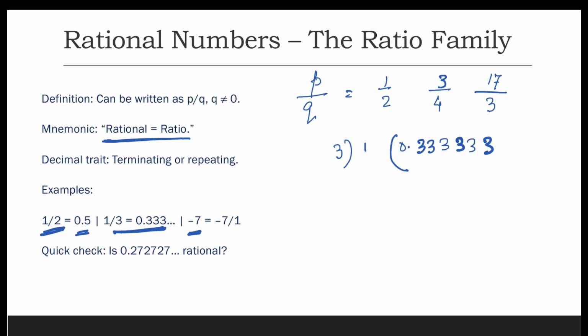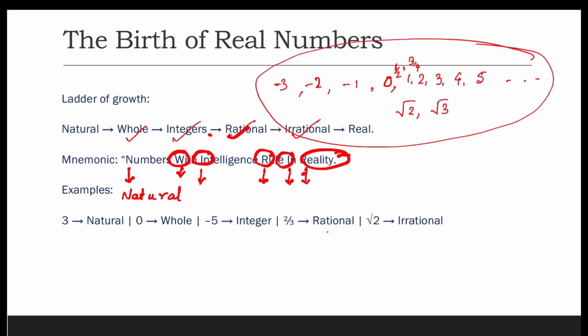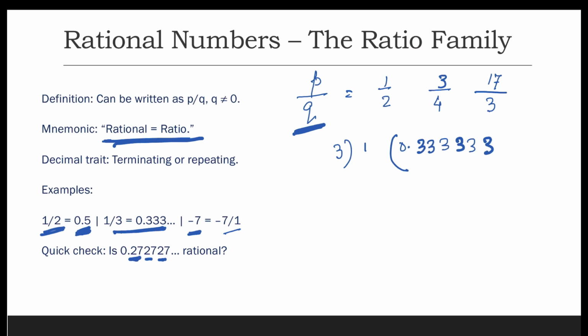-7 naturally is a rational number. It's an integer, and integers are part of rational numbers. So -7 is a rational number. 0.272727 naturally is a rational number because 0.27 is repeating again and again. So a rational number can be expressed as P by Q. A rational number is a ratio and it will be either terminating, so after a few points in decimal it will end, or something will keep on repeating like 0.27, 0.27, 0.333.